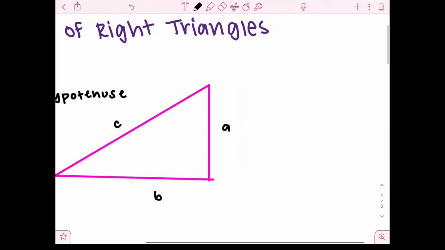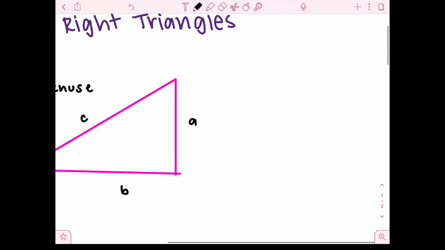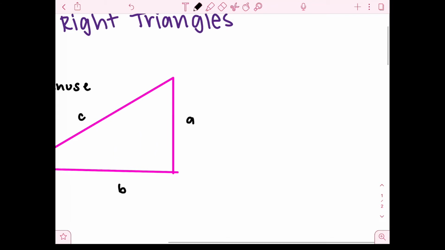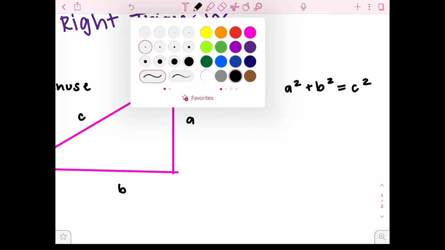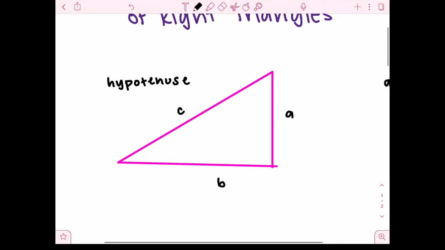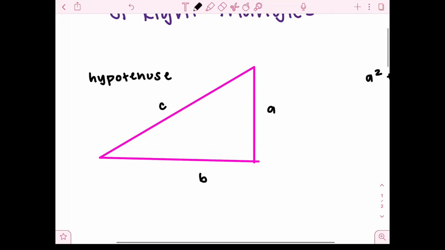And obviously, if you think back to the Pythagorean theorem, the formula for finding the hypotenuse is A squared plus B squared is equal to C squared. So that is the formula you're going to be seeing a lot, especially when it comes to solving with right triangles. Anyways, so as we labeled this side the hypotenuse, I'm going to write it again. This is the hypotenuse.